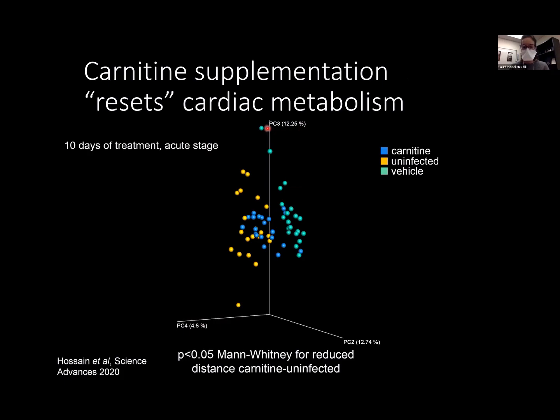Here in this PCoA plot, these are cardiac samples. Each circle is one sample colored by experimental group. As expected, your vehicle group in green is significantly different in terms of cardiac metabolism than the uninfected group in gold. But if you look at the carnitine group here in blue, they have as many parasites as our vehicle control, but they cluster with the uninfected samples. This means that our treatment is helping renormalize or restore cardiac metabolism in the carnitine treatment, even though there's still a lot of parasites there in the heart.